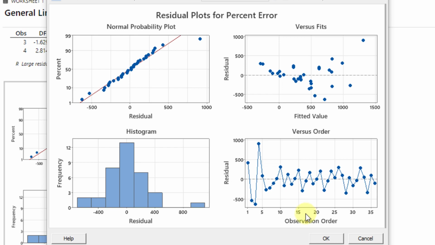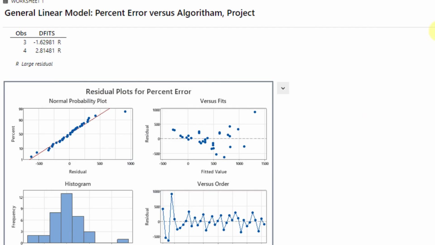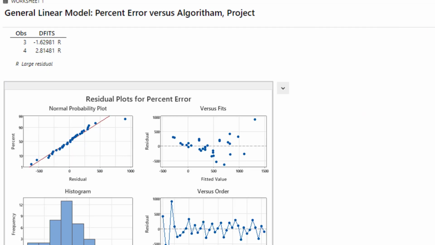Now the last one, the residual versus observation order. You can see it here from the start till the end. No pattern has been followed in the whole set of observations, which means that the assumptions are satisfied.